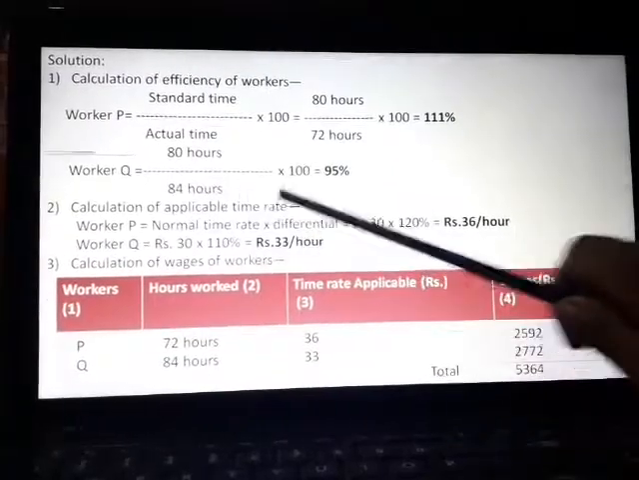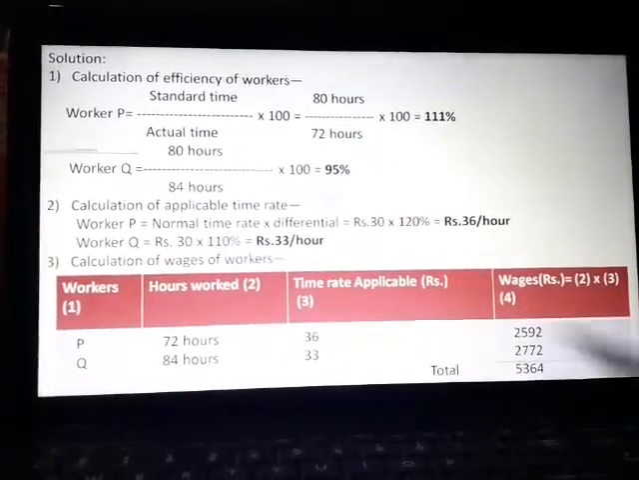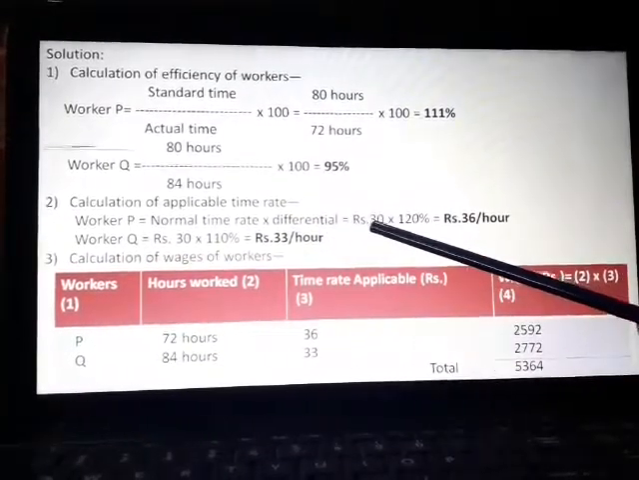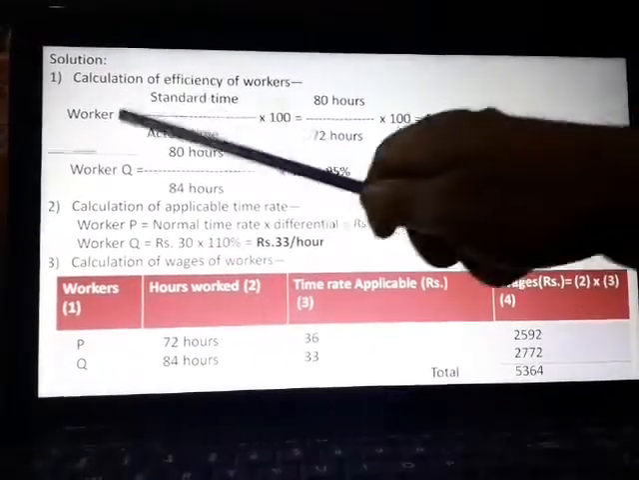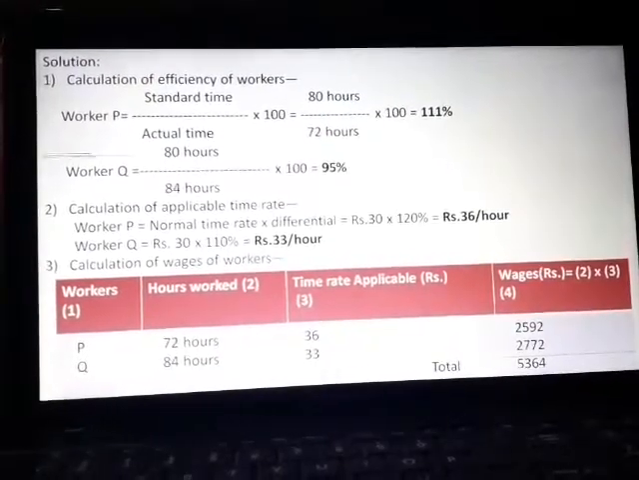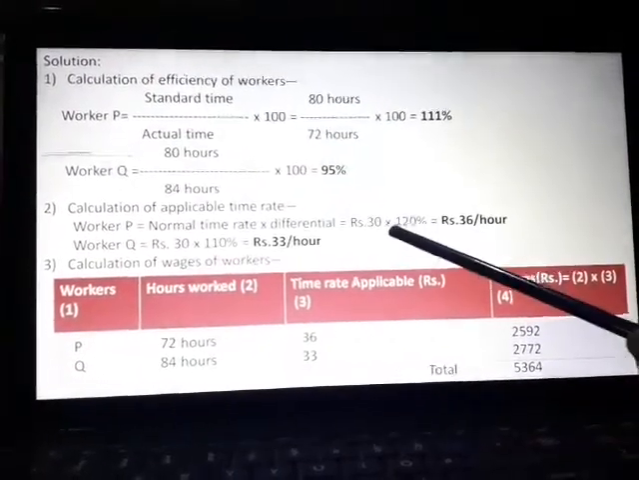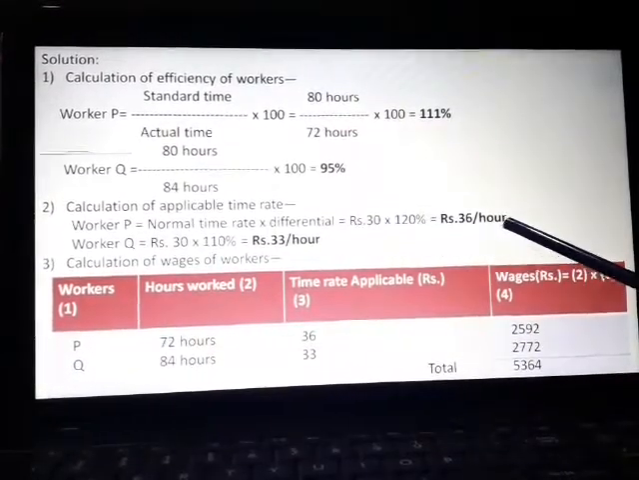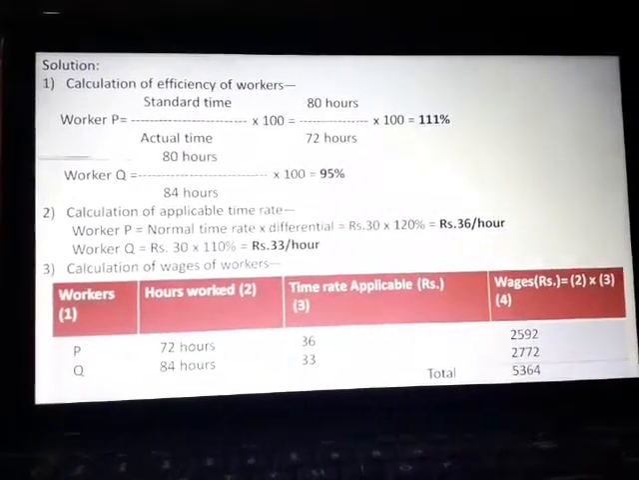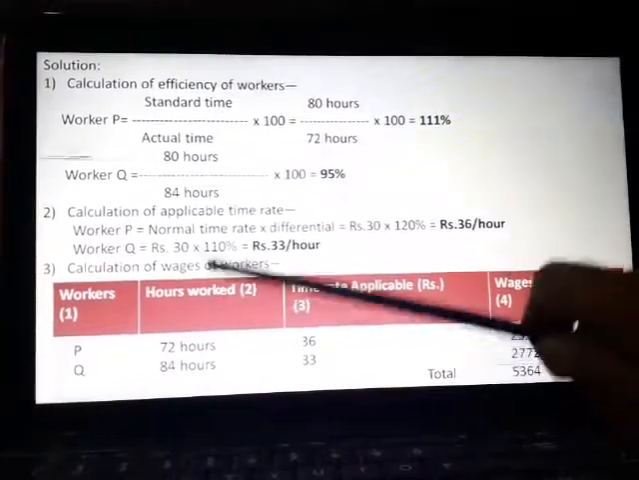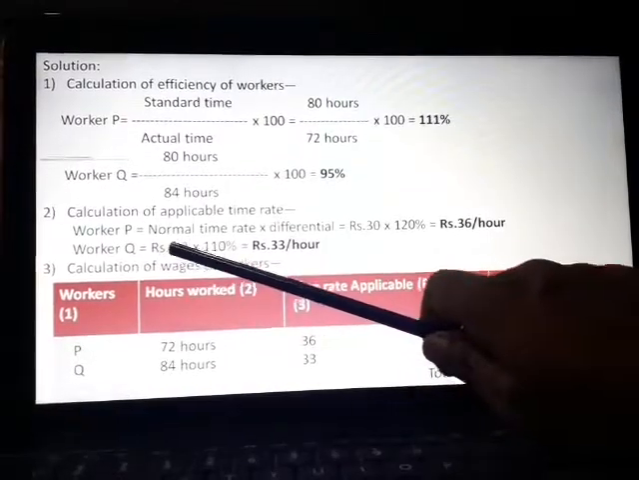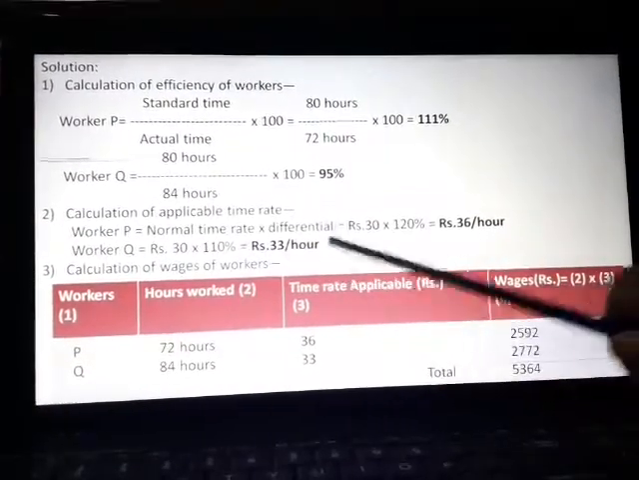Now calculation of applicable time rate. As per the given schedule, worker P will get normal time rate into differential applicable. Normal time rate is rupees 30. His efficiency is more than 100%, so in the 100% to 120% band, the worker will get 120% of normal time rate. So 30 into 120% is rupees 36 per hour. Worker Q's efficiency is 95%, which is less than 100%. So in case of efficiency between 80 and 100, the worker will get 110% of normal time rate. So rupees 30 into 110% is rupees 33 per hour.